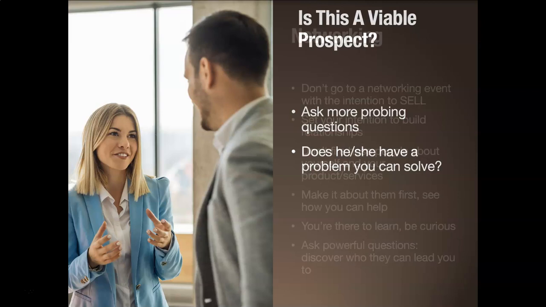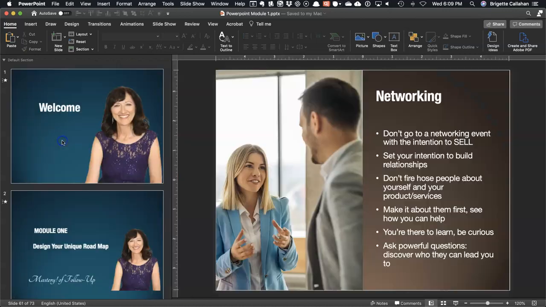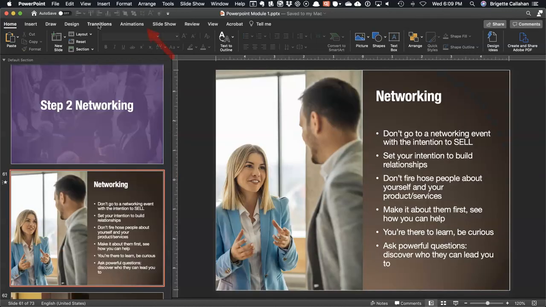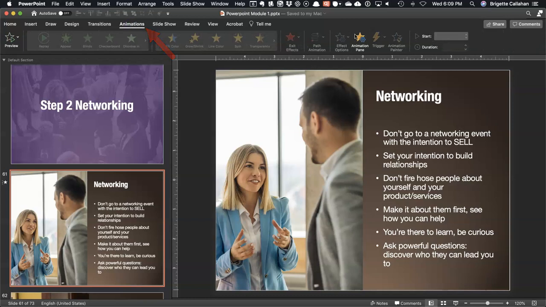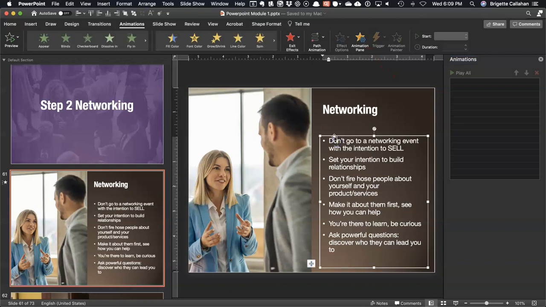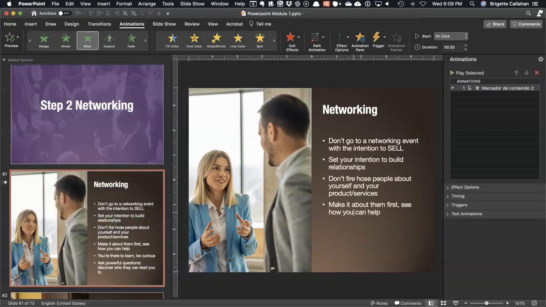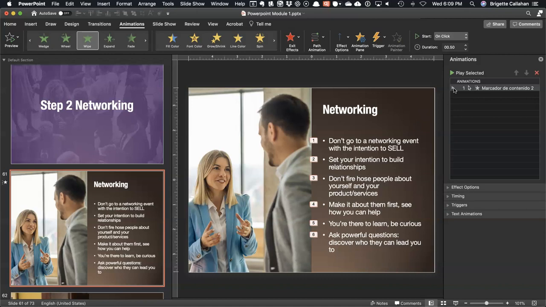So if I go back to this first slide, let's say we wanted to animate all these bullets. I'm going to double click, click on my animations, and then click on my animation pane so I can see the list. And I'm just going to click on this text box. Notice I want to click on the edge of the text box, not somewhere in the middle of it, so I have the whole text box. Then I pick the animation that I want to do. Maybe I want to do a wipe left, so I'm going to click wipe. And you'll notice it's wiping from the bottom up, so we want to fix that.